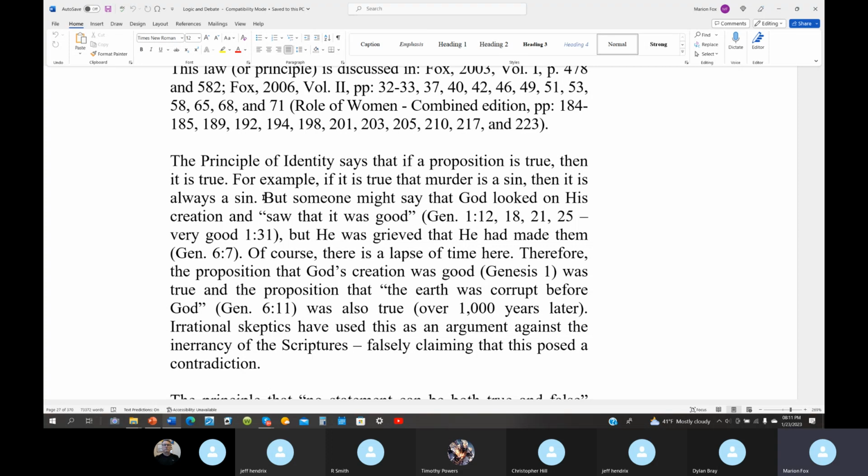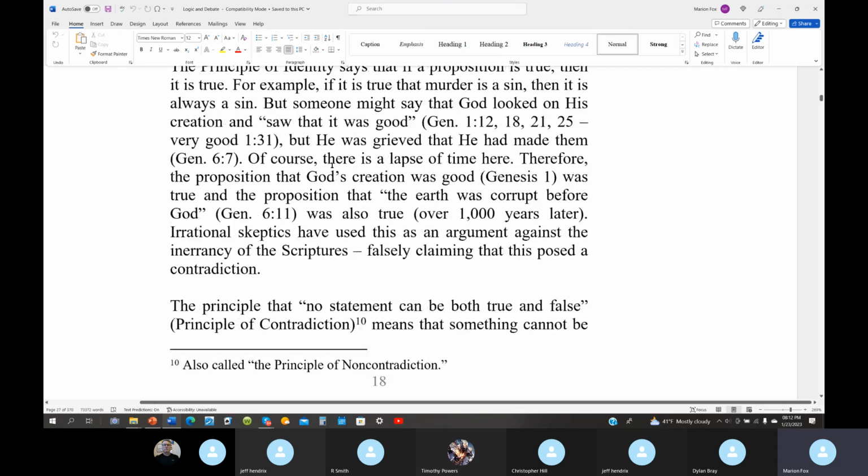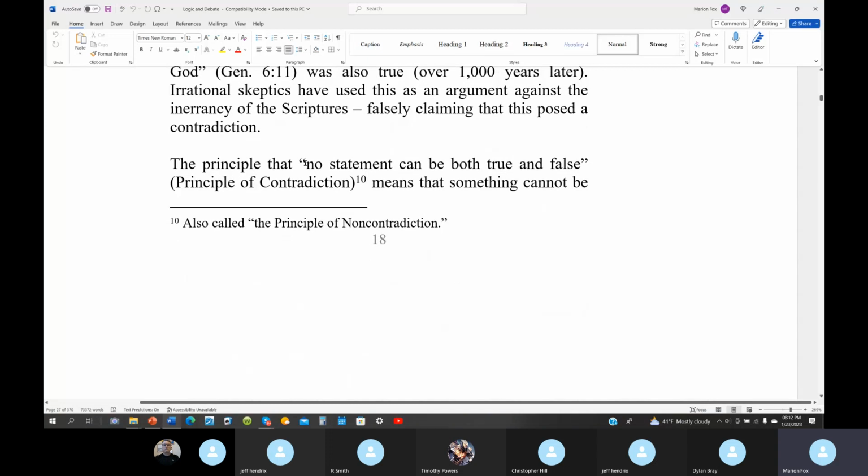Well, of course, there's a lapse of over 1,000 years of time here. And of course, the proposition that God's creation was good was true, and the proposition that the earth was corrupt before God was true also, but there's a separation of over a millennium of time, more than 1,000 years, between them. Irrational skeptics have used this as an argument against the inerrancy of the scriptures, falsely claiming it posed a contradiction. I think that they're sophomoric. They're like little kindergarten kids to make that kind of an argument. And they're groping. If they can't make a better argument than that, they ought to stay out of the discussion.